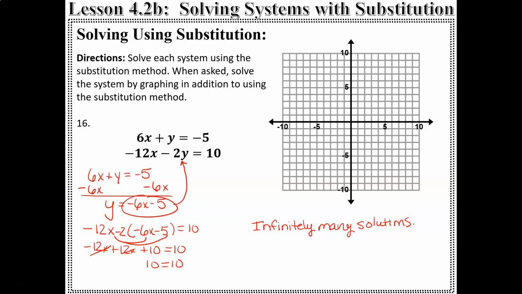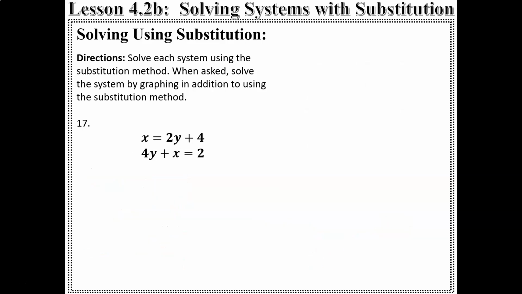All right, getting a little fractiony with these next few, but that's okay. We can handle it. So I have x equals 2y plus 4. So I already have x isolated. I'm going to put it right in here. So now I have 4y plus 2y plus 4. I'm going to put that in instead of the x. So I'm going to combine. So I have 6y plus 4 equals 2. I'm going to subtract 4.